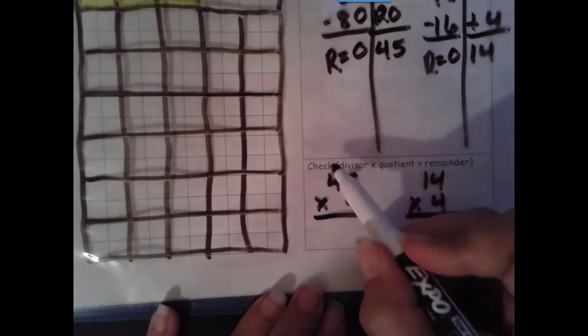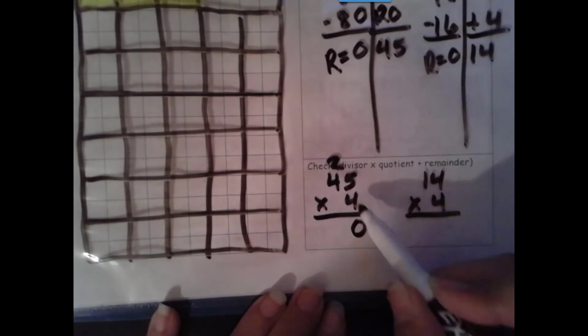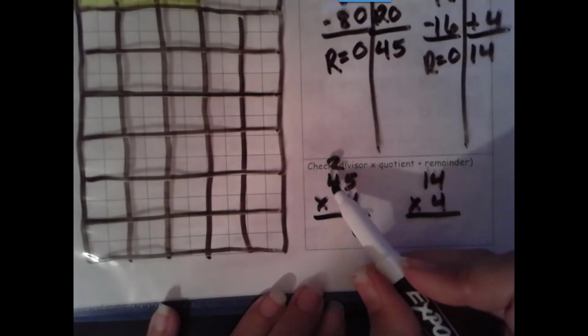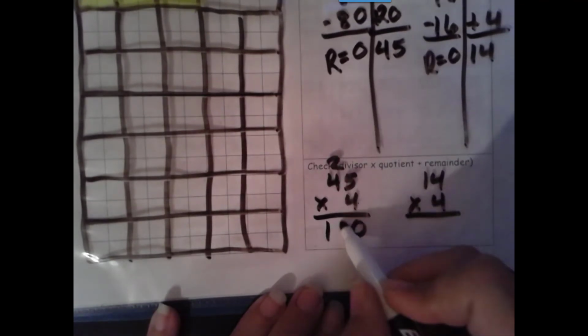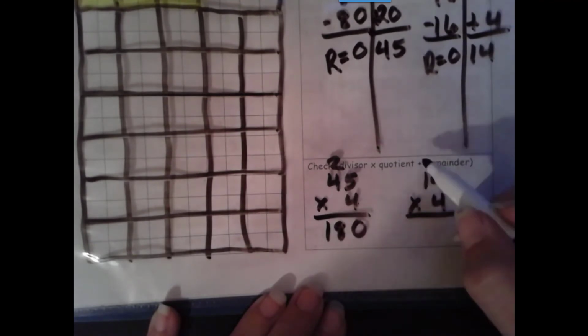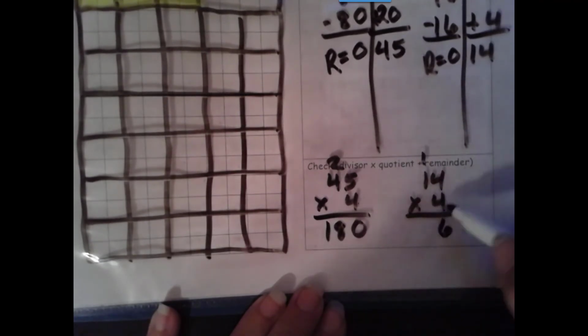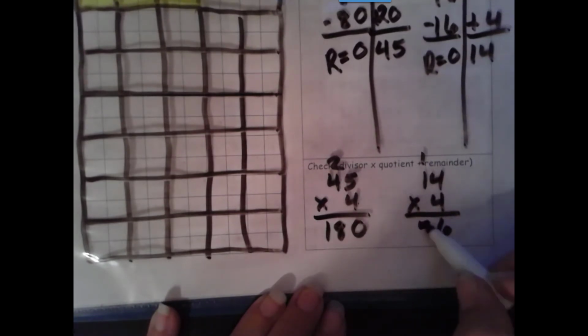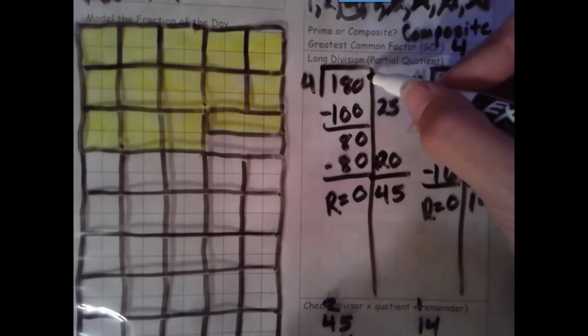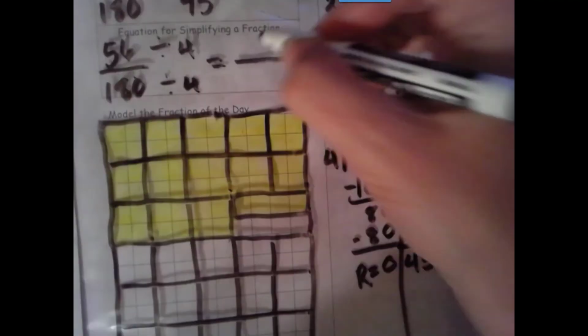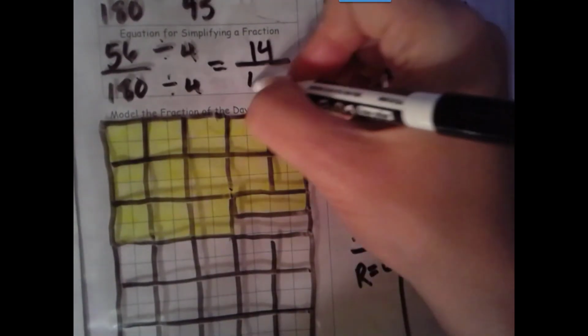4 groups of 5 is 20. 4 groups of 4 tens is 16 tens, plus 2 more tens is 18 tens. 4 groups of 4 is 16. 4 groups of 10 is 4 tens, plus 1 more is 5 tens. 56 matches our dividend, so check. 180 matches our dividend, so check. That means our numerator is 14 and our denominator is 45.